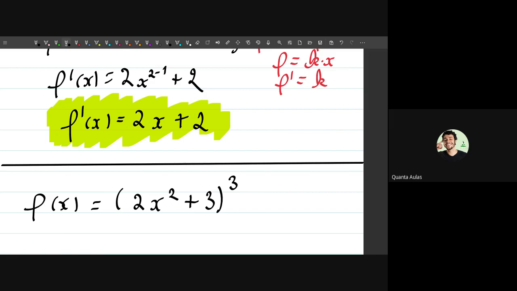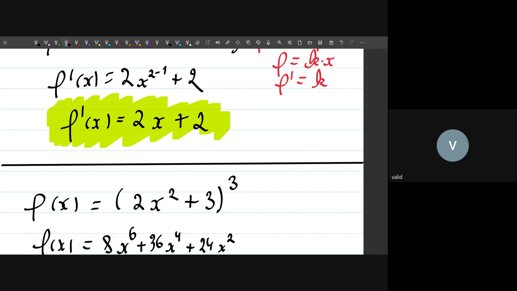Hey man, did you do the derivative? I didn't really understand. So with this one, it'll be bracket 2x squared plus 3 and then bracket, another bracket 2x squared plus 3, three times. The multiply is 3 times here because of the exponent. So it'll be 8x to the power of 6, plus 36x to the power of 4, plus 54x to the power of 2, 54, okay, plus 27.